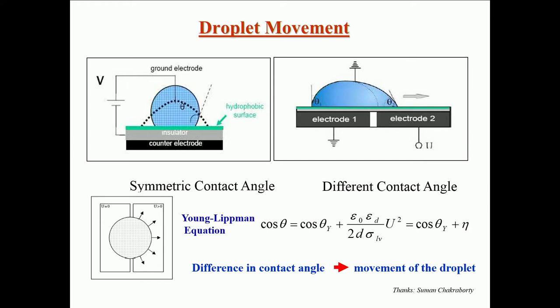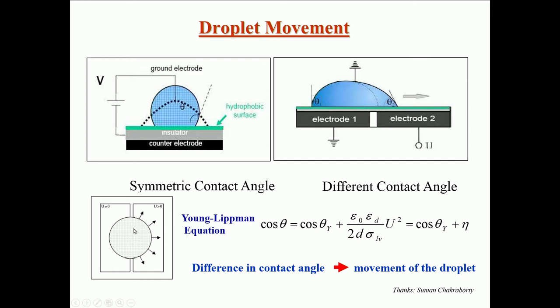Now it is possible to show, and this is how the contact angle changes as is shown here, if you do a force balance, that there is a net force in this forward direction, which is going to propel the droplet. Okay. So if I look at the top view, there will be a net force on this side, which is going to propel the droplet in that direction.